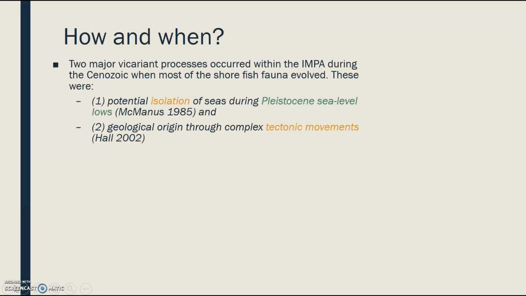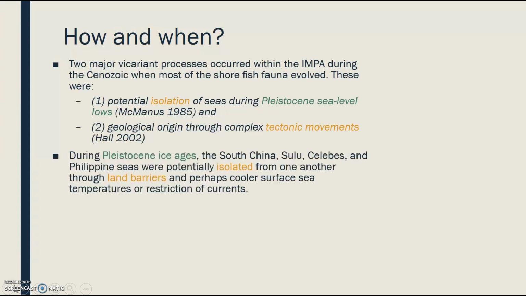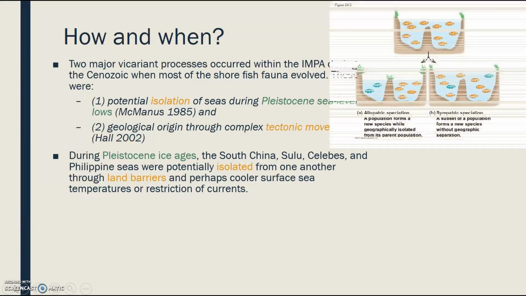So how and when does this happen? Potential isolation of seas happened during the Pleistocene sea level lows, and also tectonic movements occurred. During the Pleistocene Ice Age, the Philippine seas and other seas were potentially isolated through land barriers and perhaps cooler surface sea temperature.